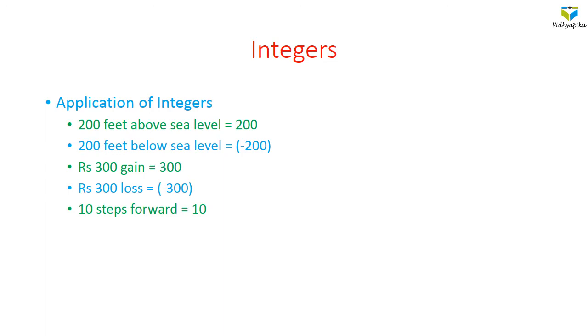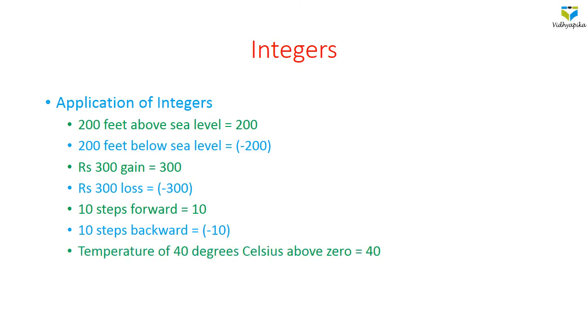10 steps forward is positive 10. 10 steps backward is negative 10. Temperature of 40 degrees Celsius above zero is positive 40. Temperature of 40 degrees Celsius below zero is negative 40. Let us watch a short video.